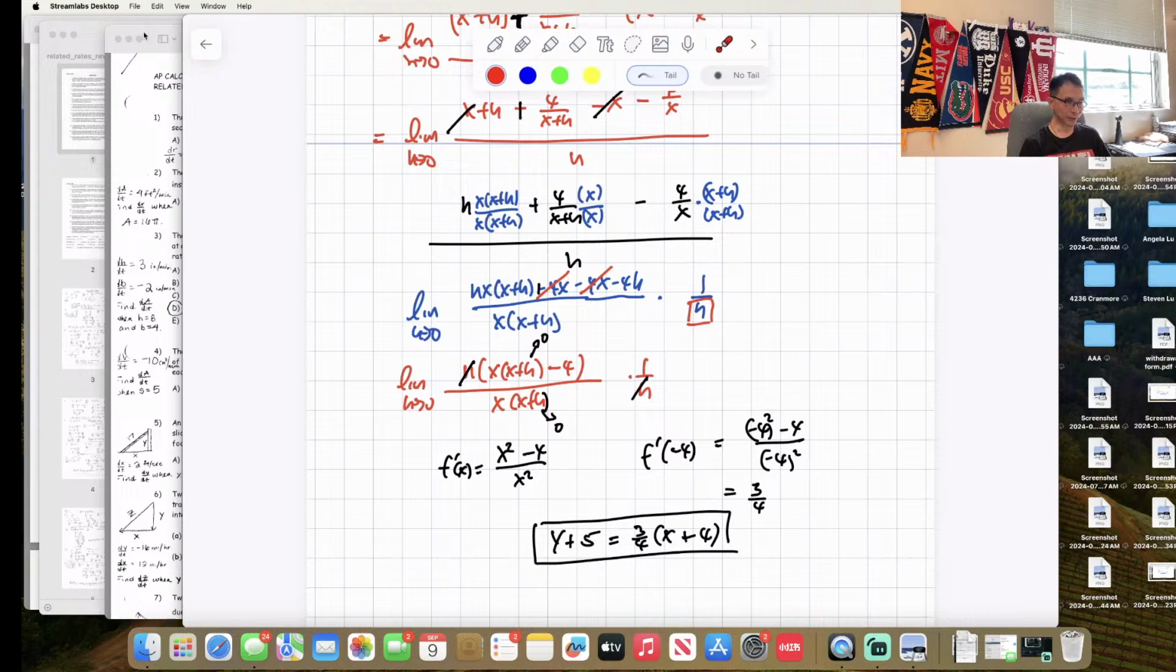Because the h is going to go to 0. If h goes to 0, it'll be x times x. H is going to approach 0, so I'm going to substitute h is 0 here. So this is 0, so it'll be x times x. This will be x squared. The one above that, same thing, h is going to approach 0. This is going to be x squared minus 4.